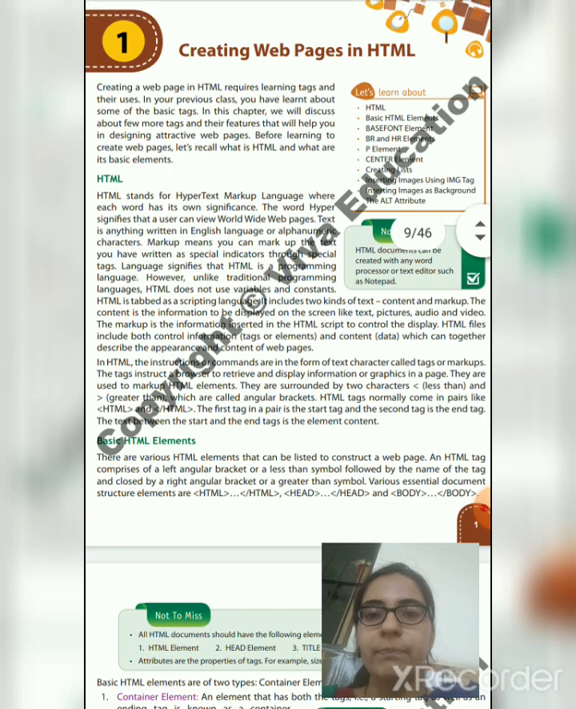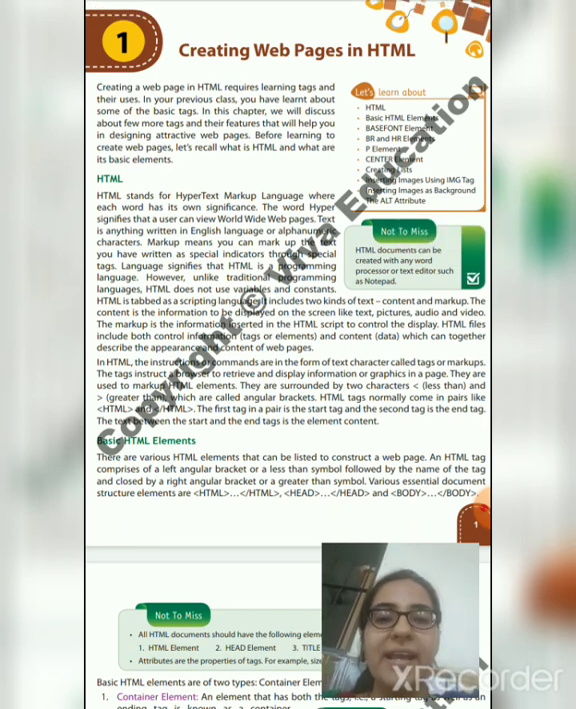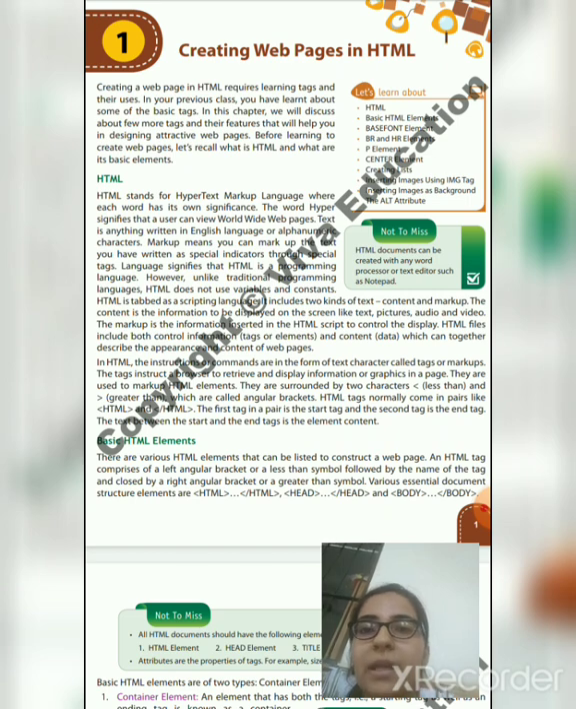Now in HTML, the instructions or commands are in the form of text characters called tags or markups. The tags or markup are written in angular brackets. The right arrow and the left arrow brackets are used, so they are called angular brackets. The tags instruct a browser to retrieve and display the information or graphics in a page. They are used to mark up HTML elements.